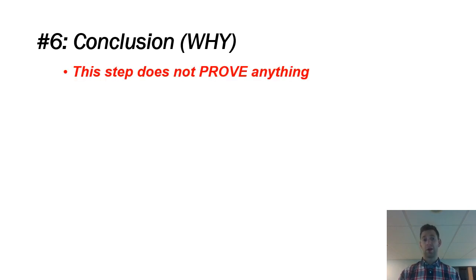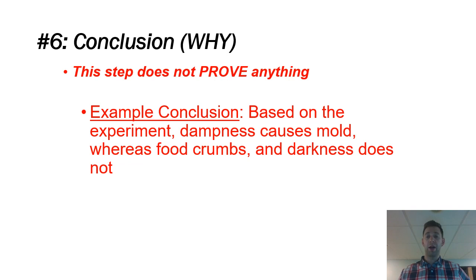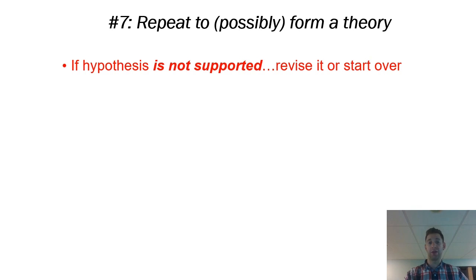Why? Now it's important to recognize that this step does not prove anything. It simply suggests a likely possibility, but we always want to stay away from the word prove in biology. And an example here would be, based on the experiment, dampness or moisture causes mold. Darkness does not, food crumbs do not, but it's actually the dampness that causes the mold. And then we repeat the experiment, and potentially that can form a theory. If enough scientists repeat and agree upon results, that leads to many of the scientific theories that we have today.